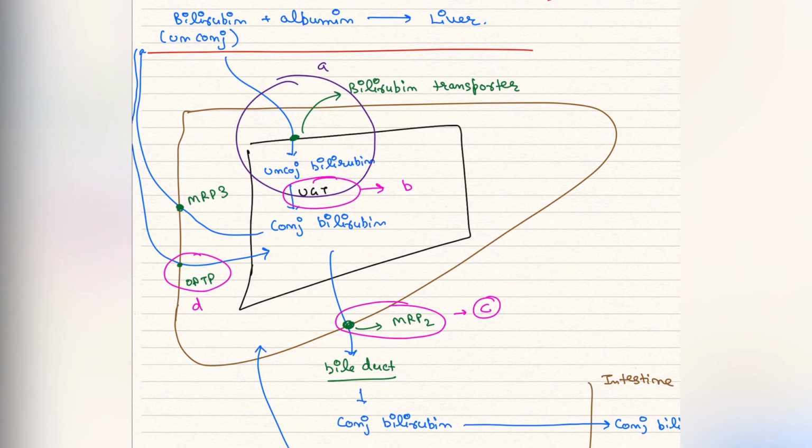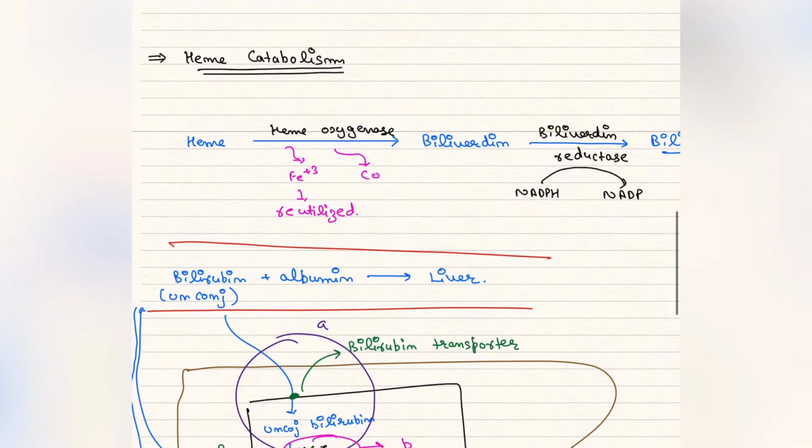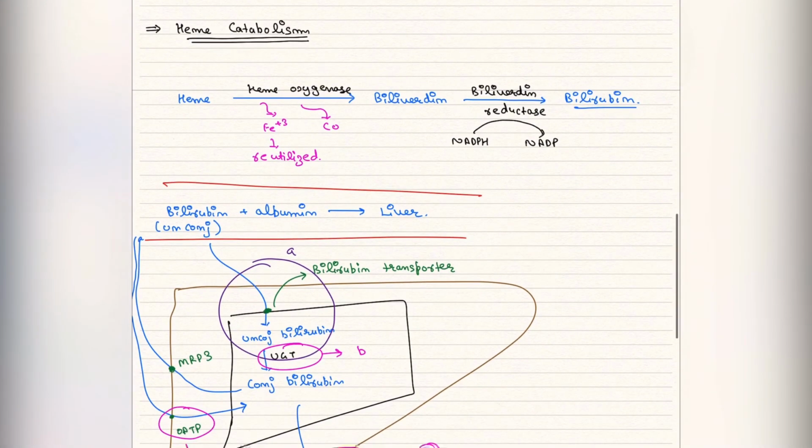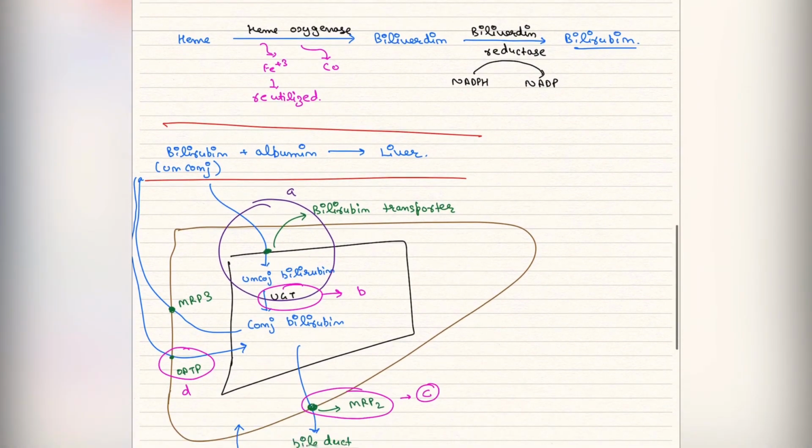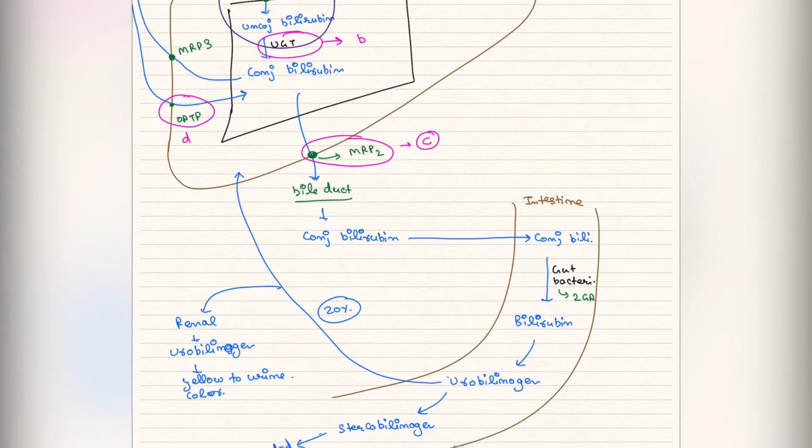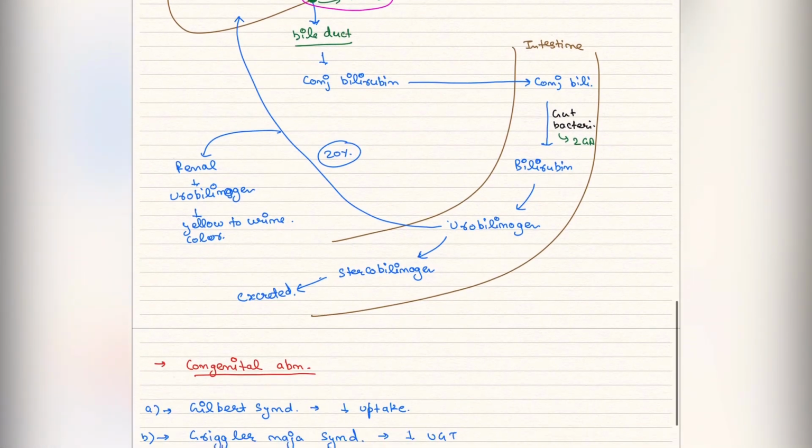So these are the basic congenital abnormalities which can happen in the heme catabolism pathway and bilirubin metabolism. This is the normal pathway and where each defect acts. These congenital abnormalities can lead to jaundice. So we have to look out for these syndromes and their clinical features. So that's it. Thank you.